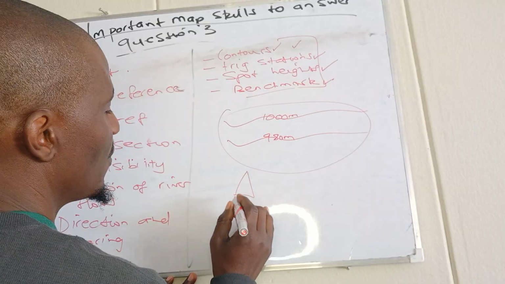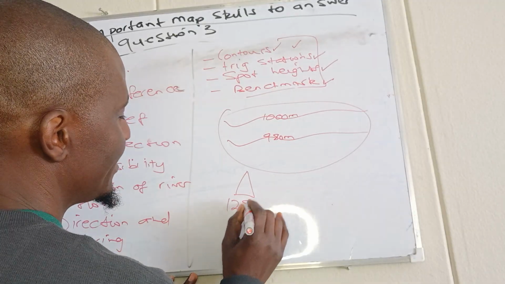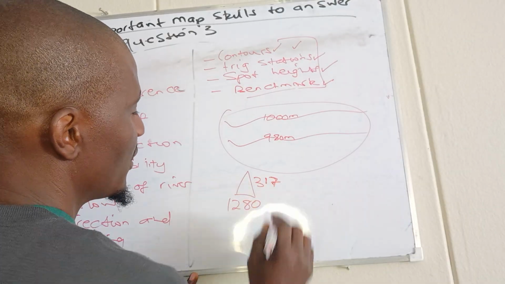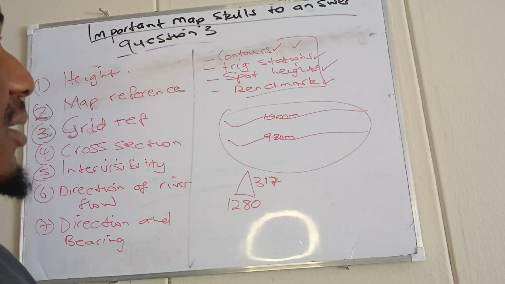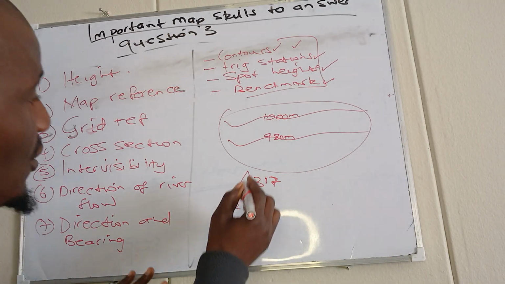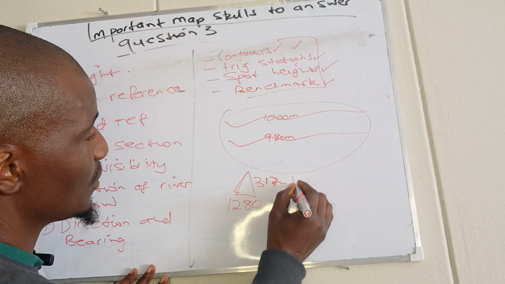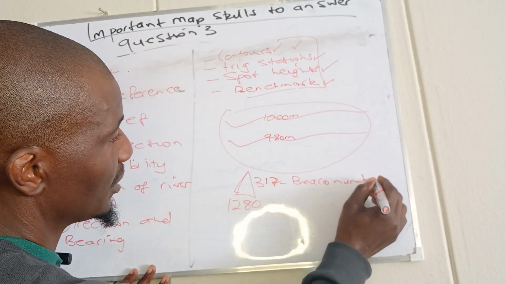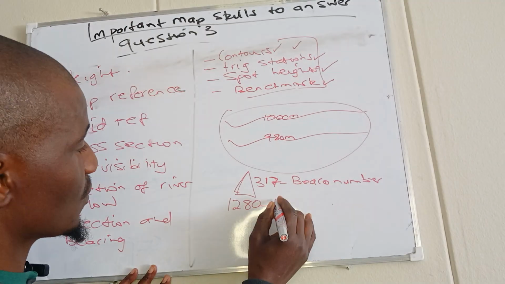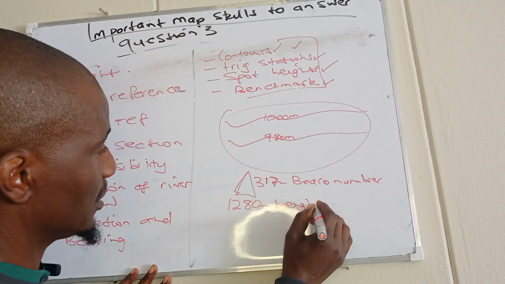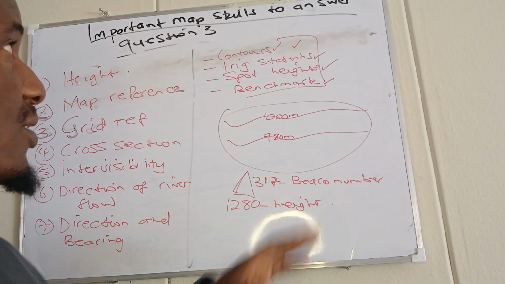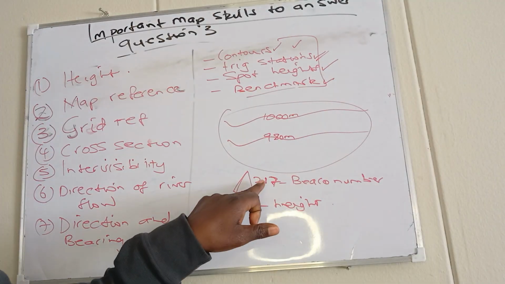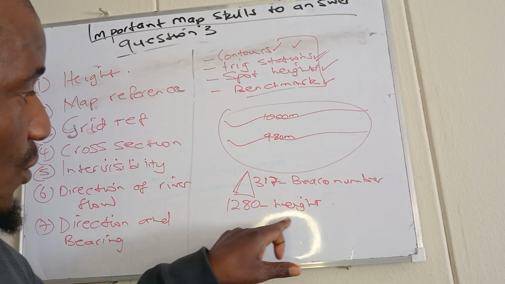You have a triangle, then you've got your height here at the bottom, then you have something like this. So when you're looking at your trig station, trigonometrical beacon or trig station, it will be like this. You've got your triangle. This one is your beacon number. And this one shows your height. So these are the 2 things that you find on your trig station. There is your beacon number, there is your height.